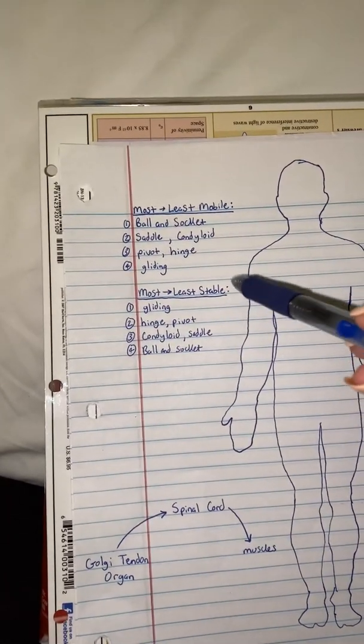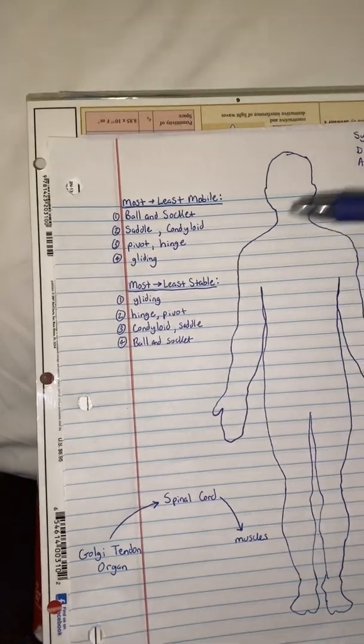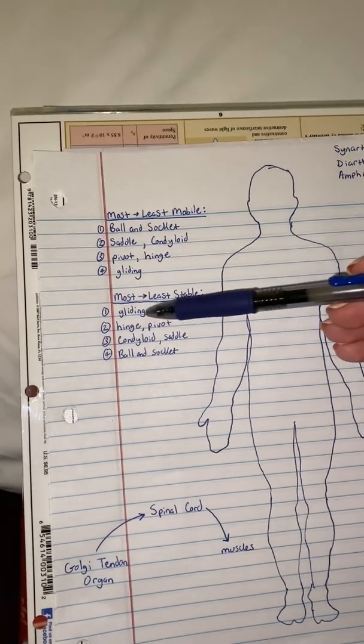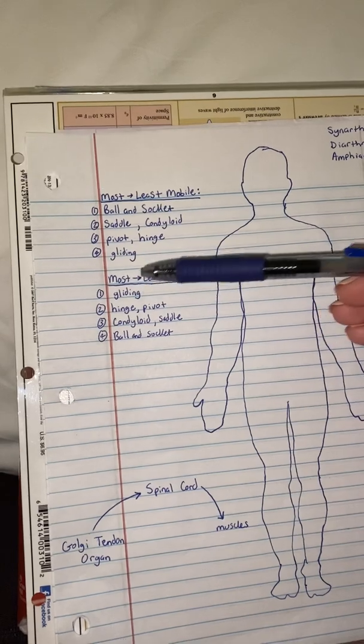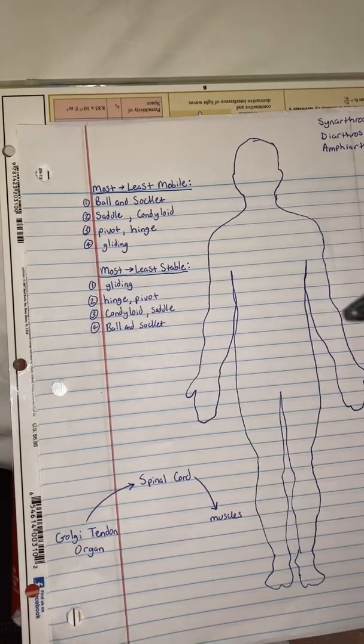But in terms of most to least stable, it's the complete opposite order, because the more mobile, the least stable. So in terms of most to least stable, you have gliding, hinge and pivot, condyloid and saddle, and then you have ball and socket.